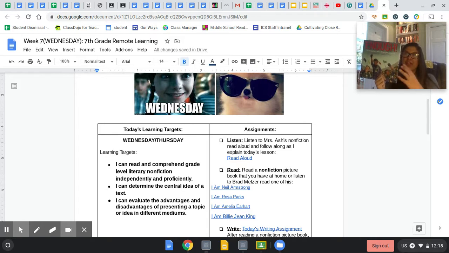And as you read, think about the advantages. Why would an author want to do all of this research, maybe years of research, and make it into the form of a picture book? So think about what the advantages and disadvantages of this medium are as we read. So Mrs. Ash did the read aloud.